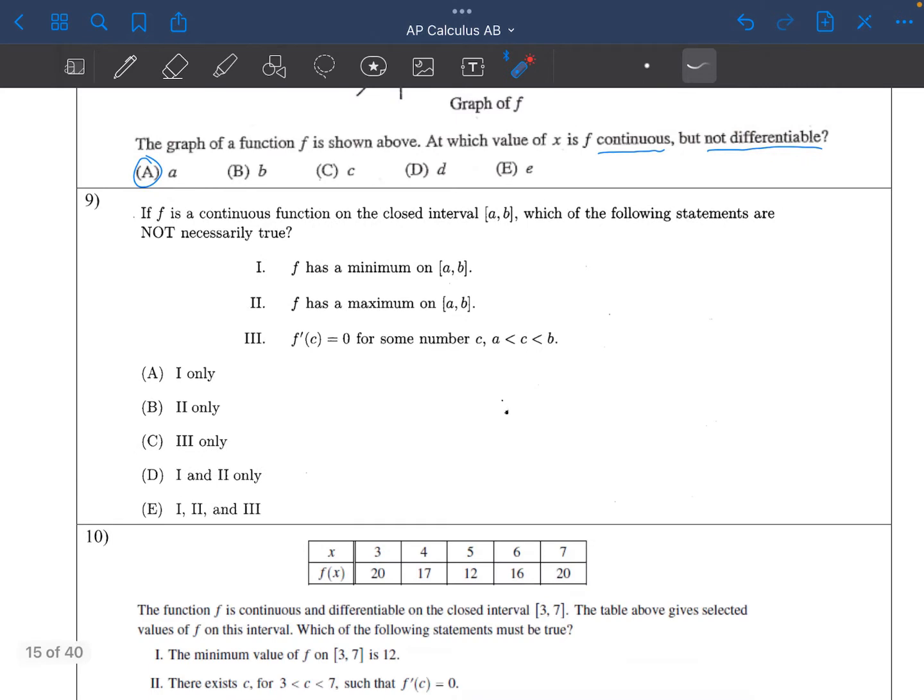Problem number 9. If f is continuous on the closed interval, which of the following statements are not necessarily true? Okay, so I'm going to underline "not true." And man, if I don't have technology to make a straight line, I'm kind of at a loss, aren't I? Technology, thank you. All right.